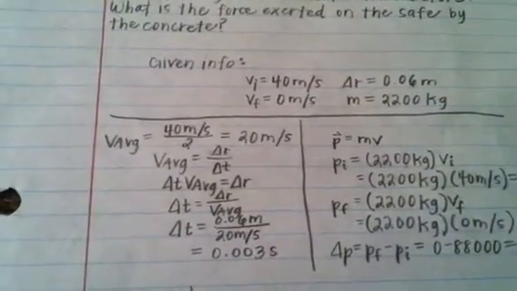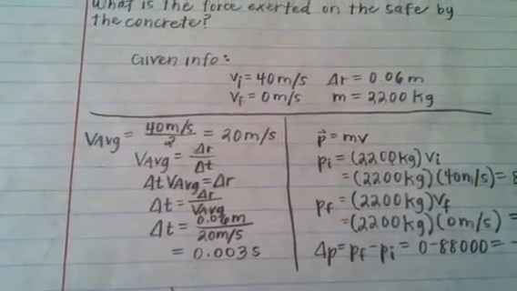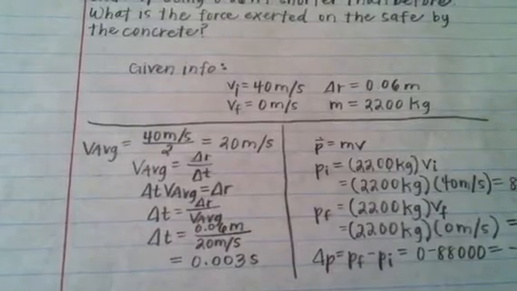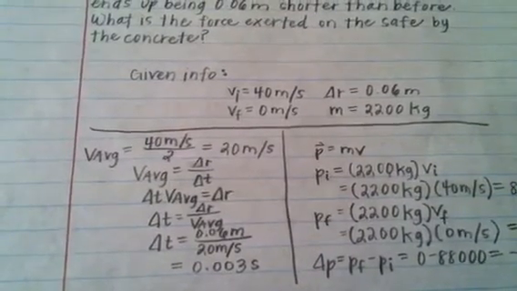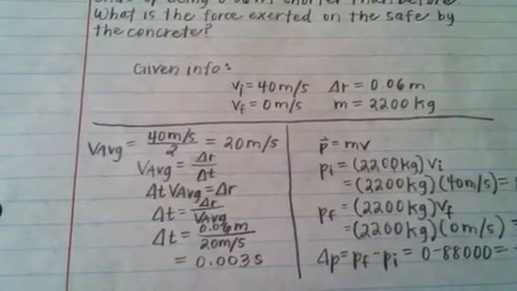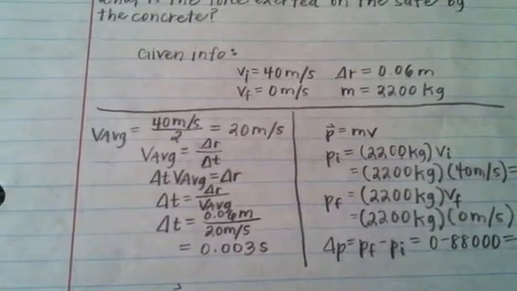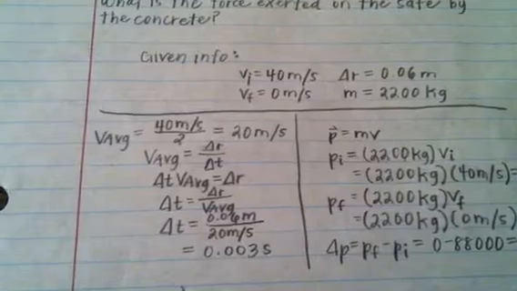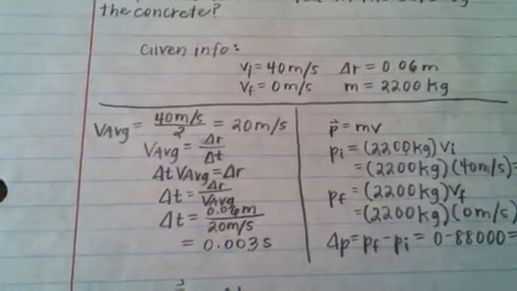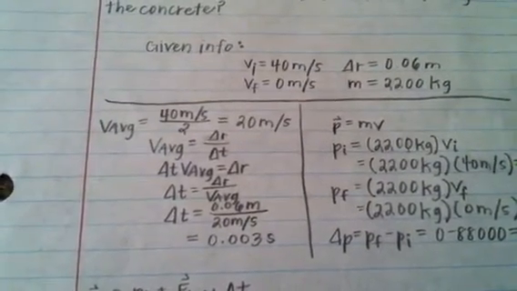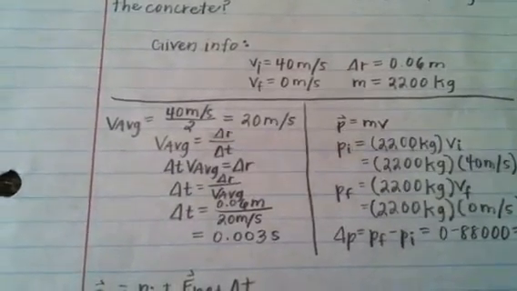But what is the average velocity? If we take our 40 meters per second and add 0 meters per second, we end up with 40 meters per second, divide that by 2, and our average velocity is 20 meters per second. Plug that into our change in time equals change in r over average velocity formula, and we see that the change in time is 0.003 seconds.